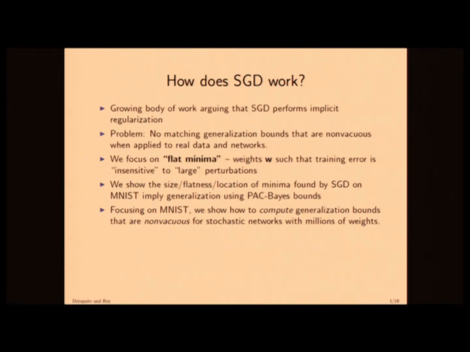So roughly speaking, here's a working definition. We're in a flat minimum if the weights are such that the training error is relatively insensitive to large perturbations. I suppose you want to be in a local minimum too, but it's actually not really relevant to our bounds. More concretely, what we're going to show is that the size, flatness, and location, though size and location may be redundant, of this aspect of minima found by SGD on MNIST are sufficient to imply generalization.